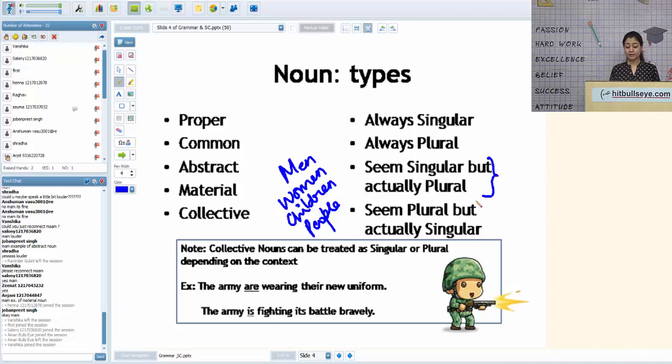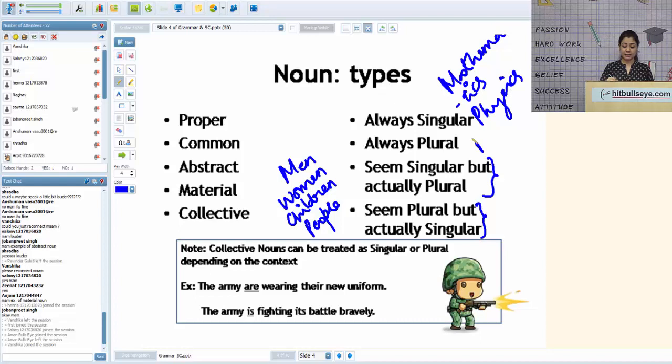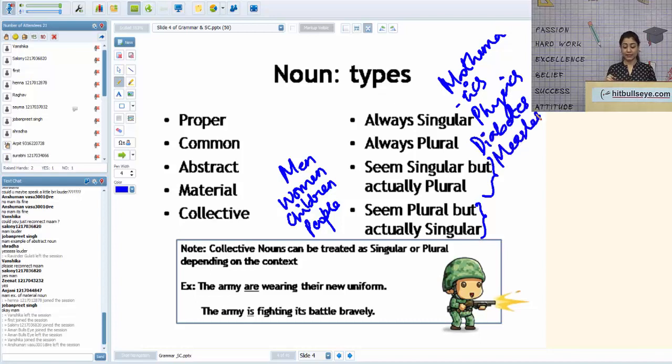Moving on, there are certain words that seem plural but are actually singular. Let's take a few examples to understand them better. Mathematics, physics. Names of diseases: diabetes, measles. They all have an s at the end of it, but that does not make it plural. They will still be treated as singular. I think this concept is clear to all of you.